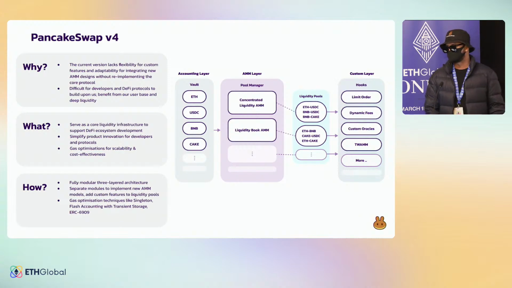So what do we want to achieve with V4? We want to become the core liquidity infrastructure to support the DeFi ecosystem, simplify product development and innovation for developers and protocols, and also introduce gas optimizations for scalability and mass user adoption. And how do we do it? Through a 3-layered modular architecture. There are separate modules to implement the AMM models and the custom features through the custom layer, which is the hooks. We have also implemented gas optimization techniques like singleton, flash accounting, and ERC-6909 support. Right, so we'll look into each of these layers from here.